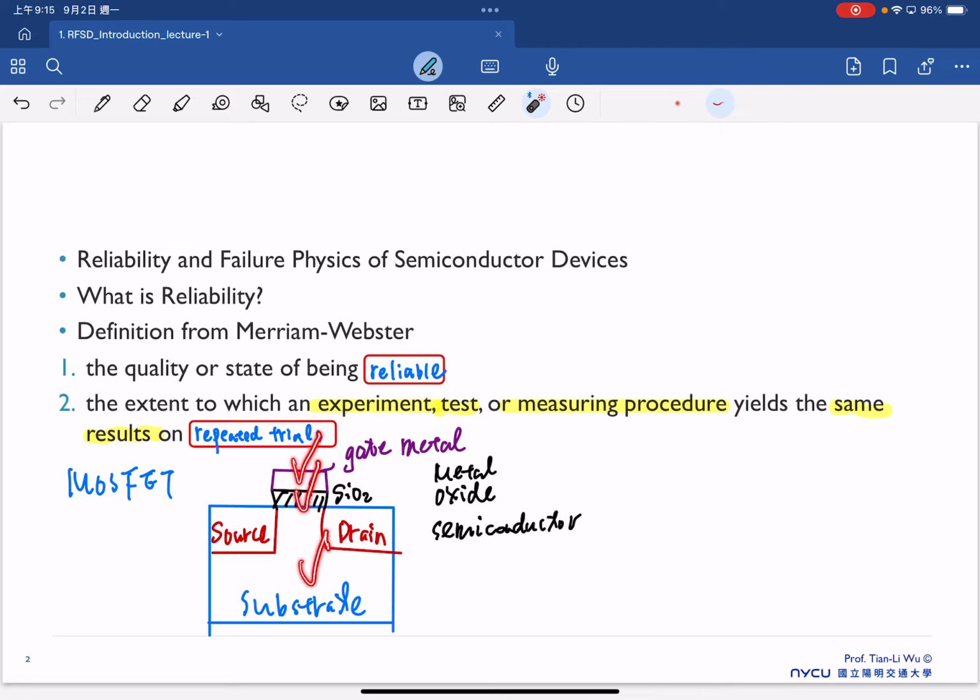And of course, in this transistor, in this device, how do we operate? We are going to apply the bias from the drain side, and in the meantime, we will apply the bias at the gate side. And in most cases, we'll ground the source.